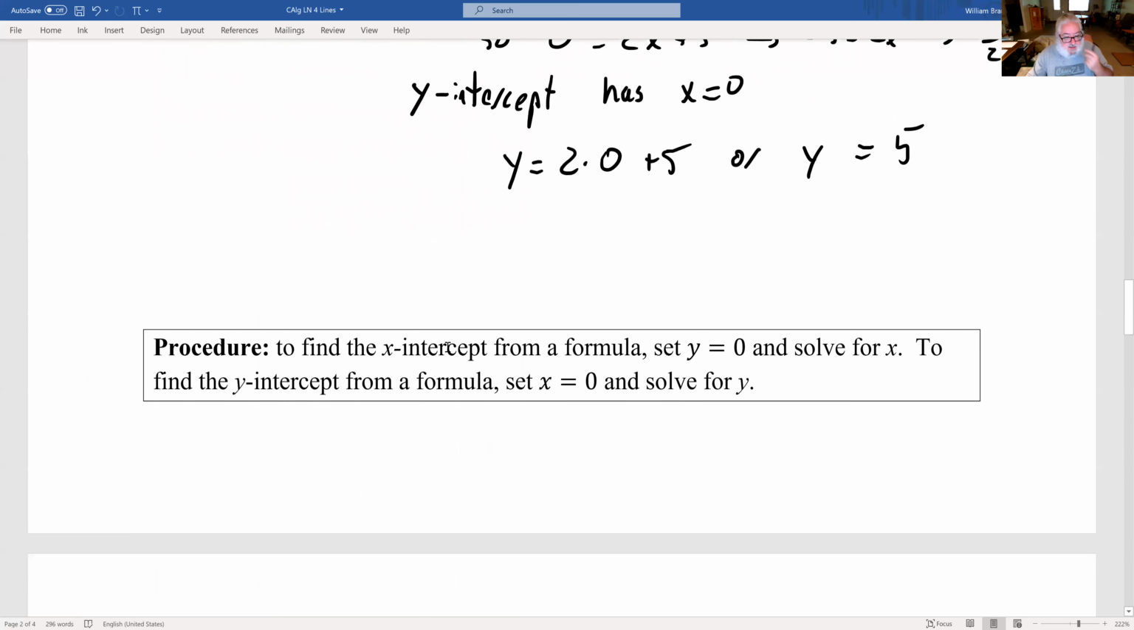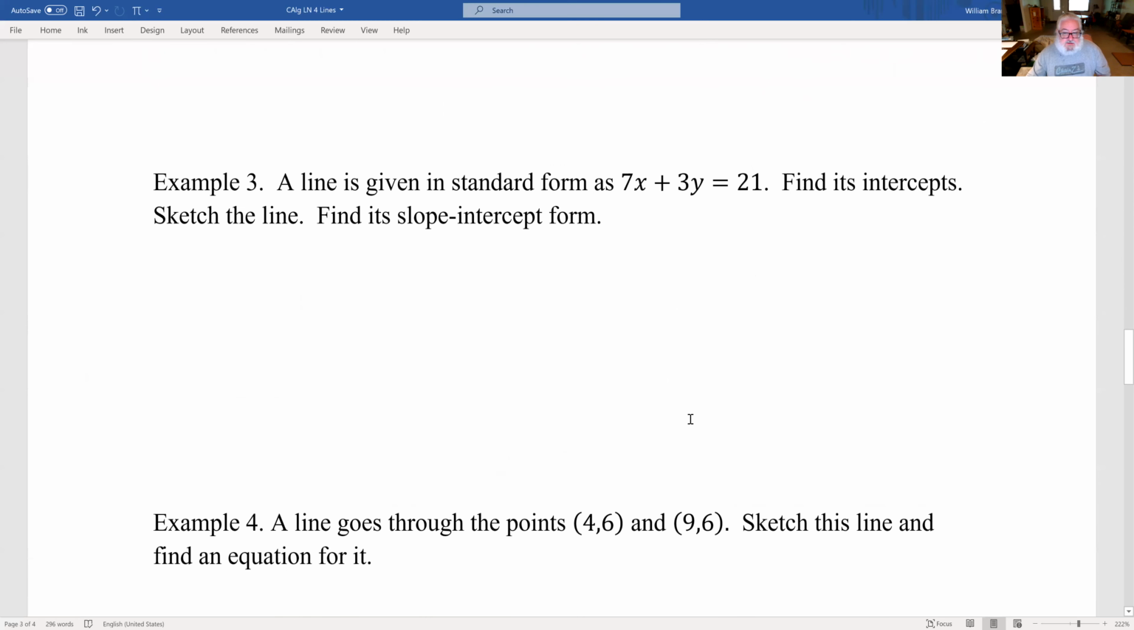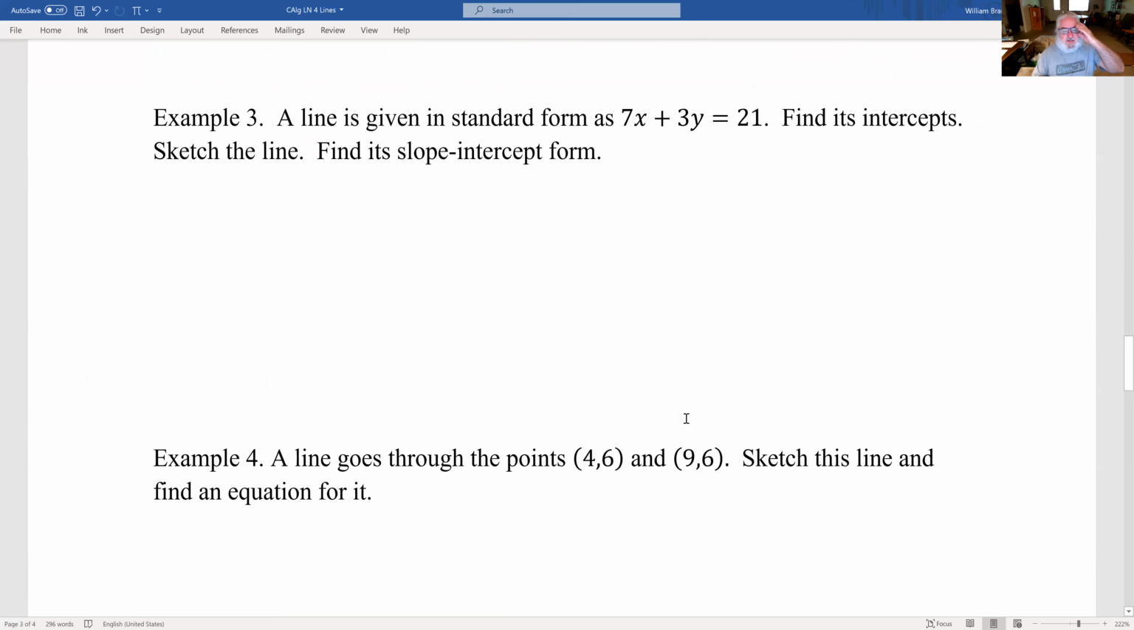So to find the x-intercept from a formula, set y equals 0 and solve for x. To find the y-intercept from a formula, set x equals 0 and solve for y. So here is a line given in standard form, 7x plus 3y equals 21. Find its intercepts, sketch the line, find the slope-intercept form. So x-intercept, how do we find the x-intercept? Set y equal to 0 and solve for x. So 7x equals 21 because this is 0, and then 21 divided by 7 gives me x equals 3.